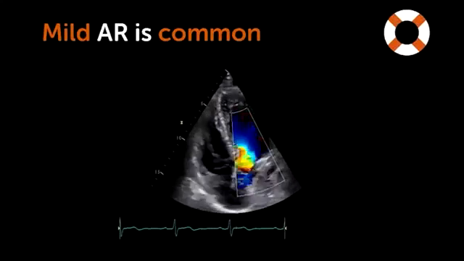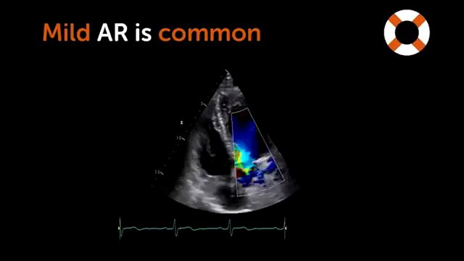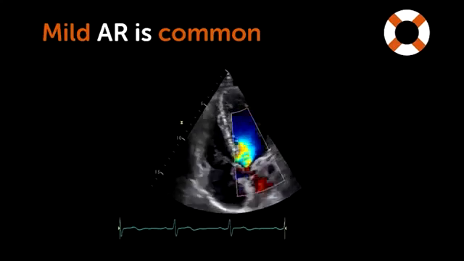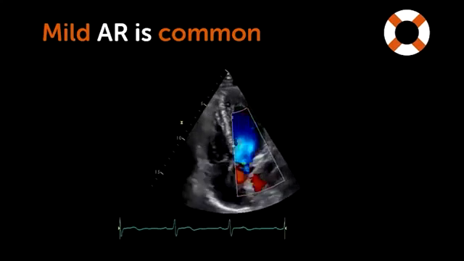You are almost through the finishing line. One more pathology to go. And this pathology is aortic regurgitation. Aortic regurgitation is fairly common, at least mild aortic regurgitation.